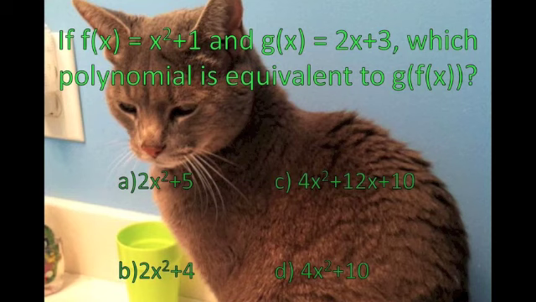Alright, if f of x is equal to x squared plus 1 and g of x is equal to 2x plus 3, which polynomial is equivalent to the g of f of x? Now when you're working this out, it's imperative that you look at which function is going into the other one. Alright, so in this one, we are looking at g of f of x. This means that you're going to start out with g of x as your equation that you're plugging f of x into. Alright, so we're going to take g of f of x.